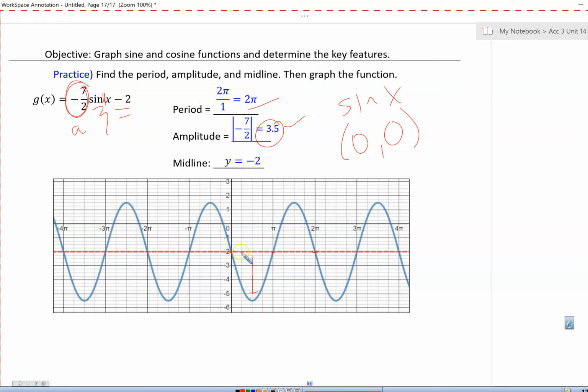And then, so if this one is your minimum, then the next one will become your maximum. So halfway between those two midline points is your maximum, 3.5 units above your midline. And then you extend it to the left and the right.